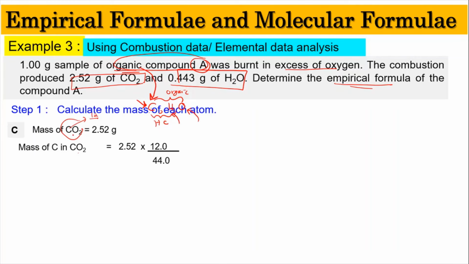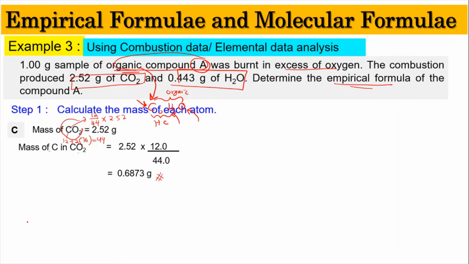Okay, but the total molar mass of carbon dioxide is going to be 12 plus 2 times the molar mass of oxygen. Okay, so it's going to be 44. So we need to find the mass of carbon in carbon dioxide, which is 12 divided by 44. And then we need to multiply by the mass of carbon dioxide given in the question, which is 2.52. Okay, and once we do the math, we're going to get 0.6873 gram. So you know that the mass of carbon in carbon dioxide is going to be 0.6873.